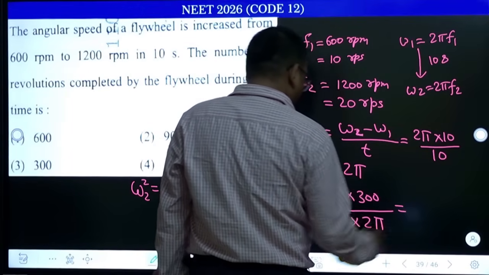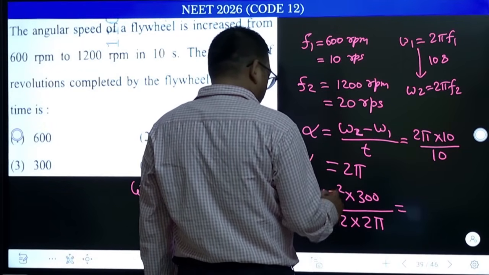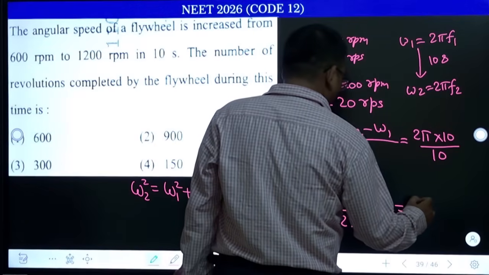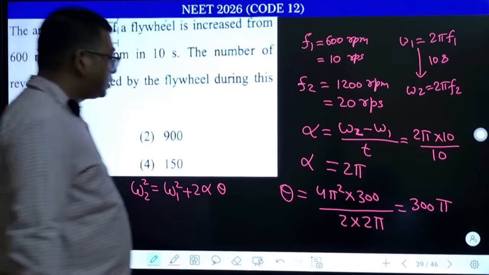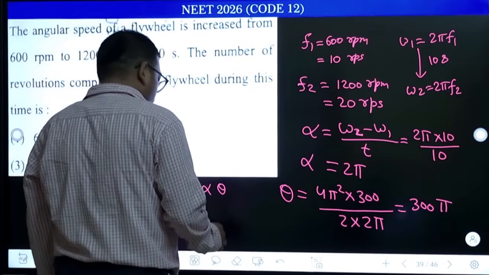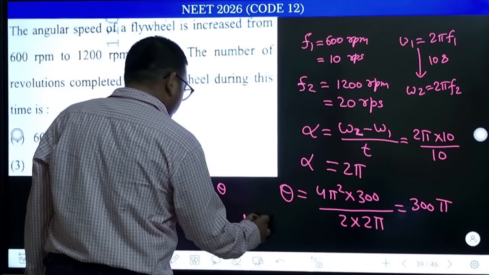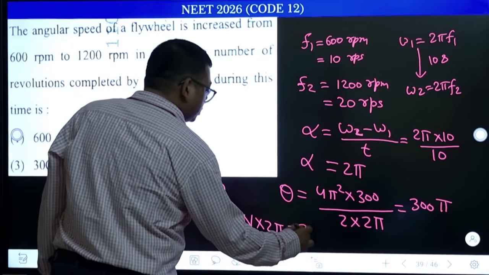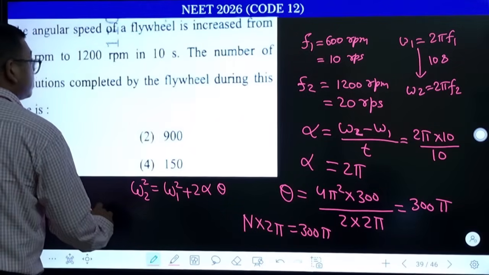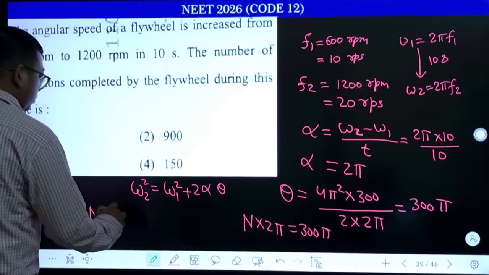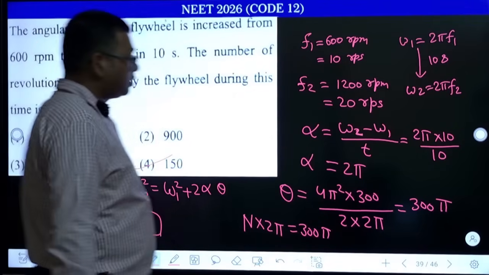So from here how much do you get? The 4 pi factor will cancel out, right? 4 pi, 4 pi, so 300 pi will come. Now for number of revolutions, theta is equal to how much? For one revolution, suppose n number of revolutions have happened, so n into 2 pi. N into 2 pi is 300 pi. So the number of revolutions we are getting is 150. Correct. Let us move next.